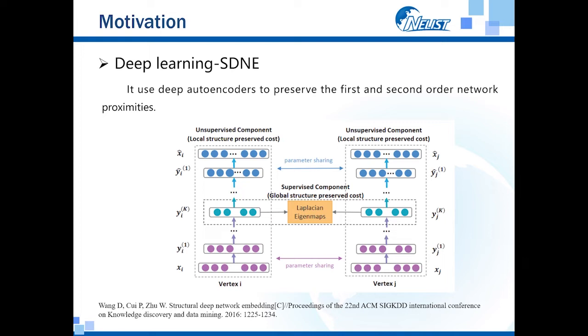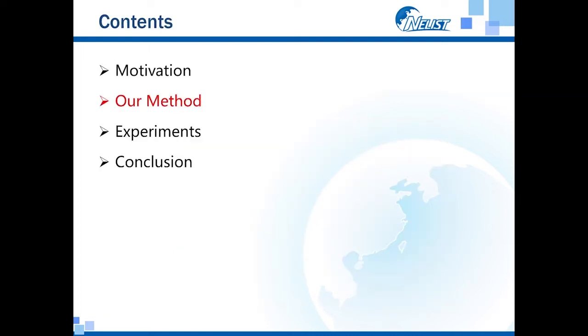The model uses the first order loss function to make the embedding vectors corresponding to adjacent nodes close, so as to retain the local structure information of the nodes. Then we will introduce our method.